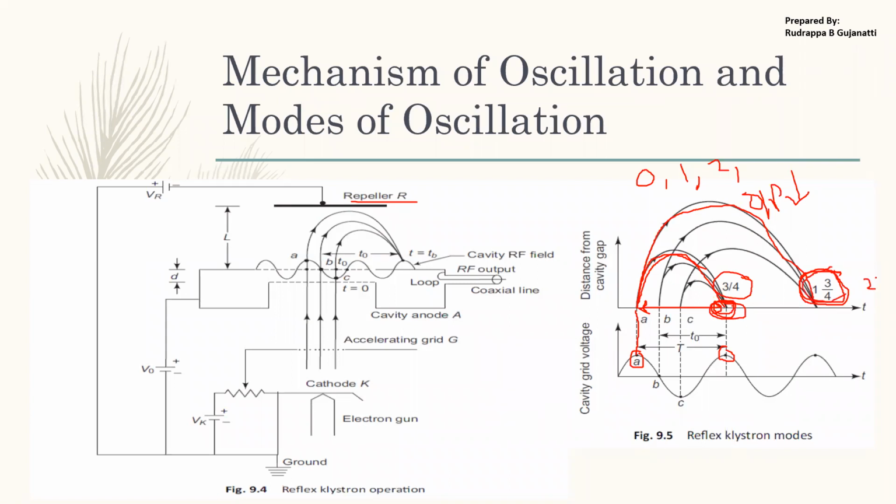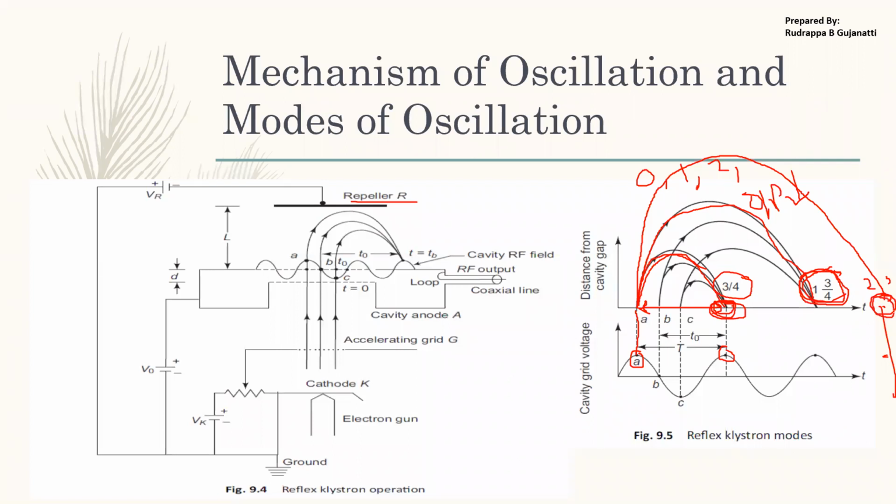Suppose it is 2 3/4, say I'll assume the positive peak is somewhere here. Here the repeller plate is made less negative. In that case, the electron which interacts with this field will travel a little bit longer distance, and then it will be bunching at this point. Since the travel distance has increased, it will lose some of its energy in this case, and finally it will release all its kinetic energy in this cavity.